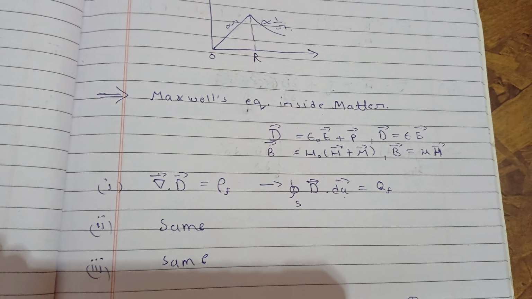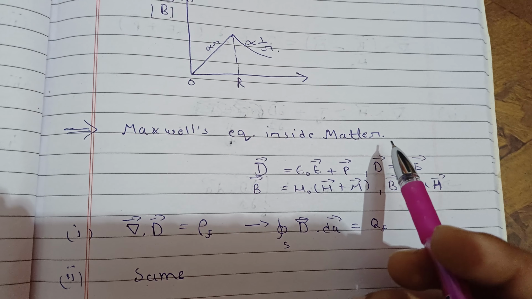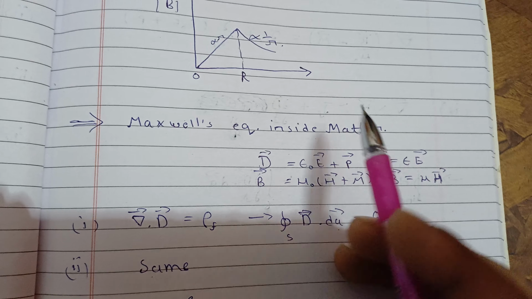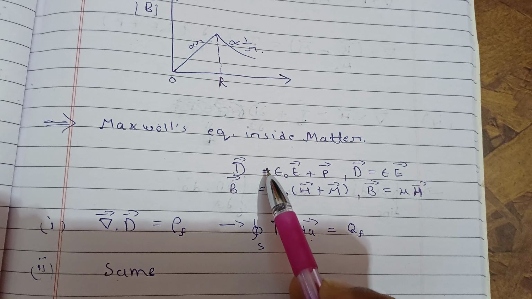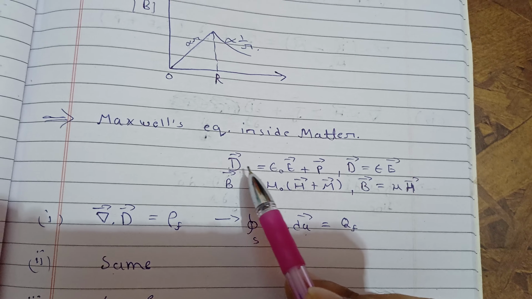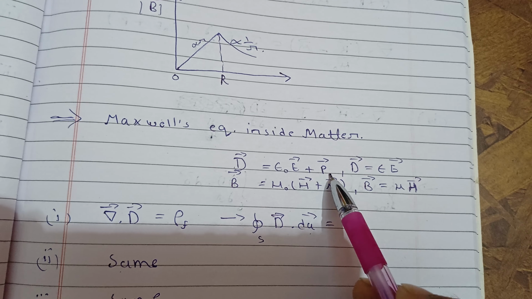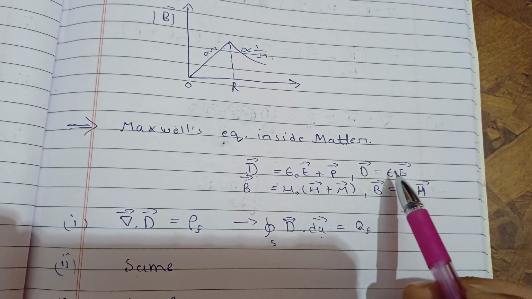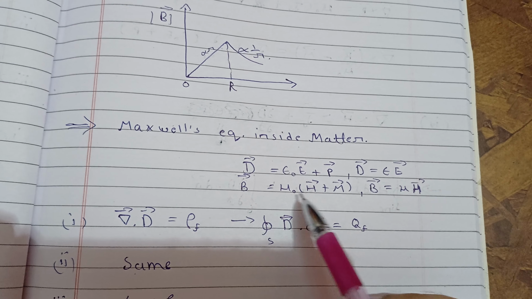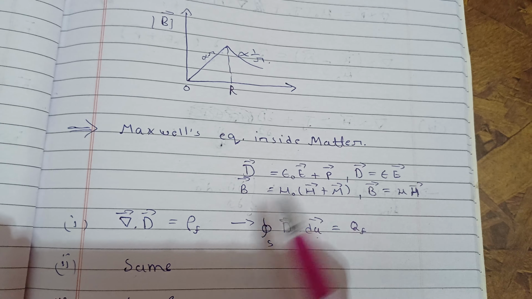Now we will see Maxwell's equations inside matter. These were the vacuum cases, but when it is matter, you can have magnetic material or dielectric material, so how will these equations change? We already studied displacement and the H field. The displacement vector is epsilon naught E plus P, the dielectric case when polarization takes place. So D is epsilon E, and B is mu naught H plus M, so B is mu H. We studied these cases.